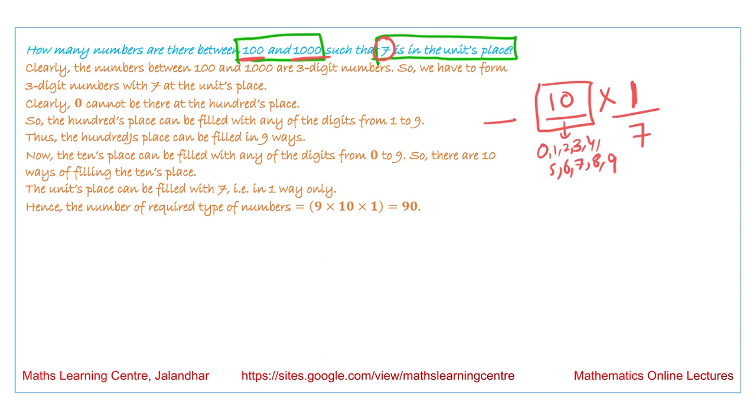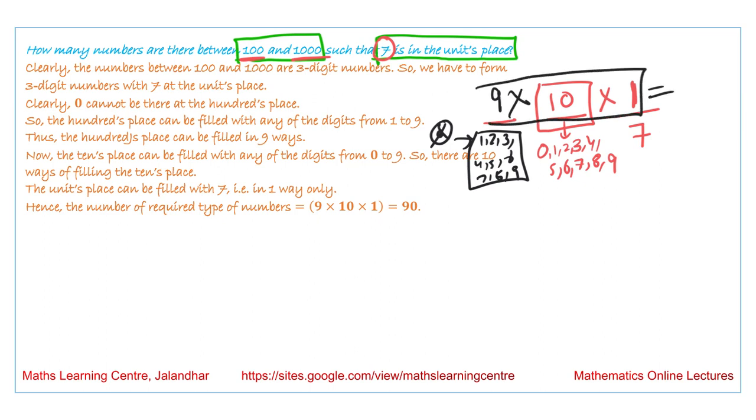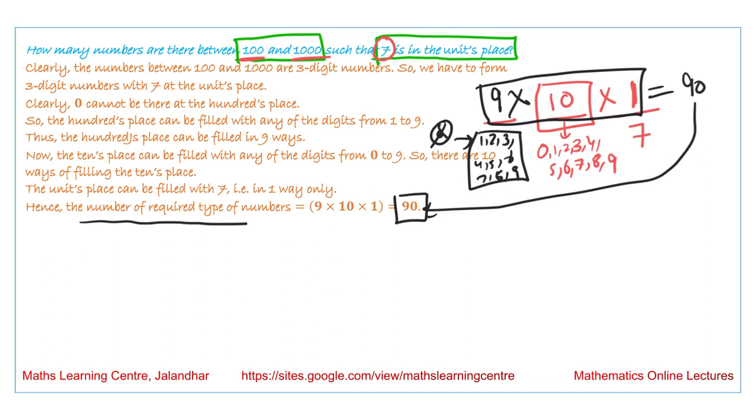And at the hundreds place, the numbers we can have are 1, 2, 3, 4, 5, 6, 7, 8 and 9. 0 cannot be there because otherwise it will become a 2 digit number, less than 100. So the options we have over here are 9. So the total number of ways is 9 into 10 into 1, that is equal to 90. These are the required number of ways.